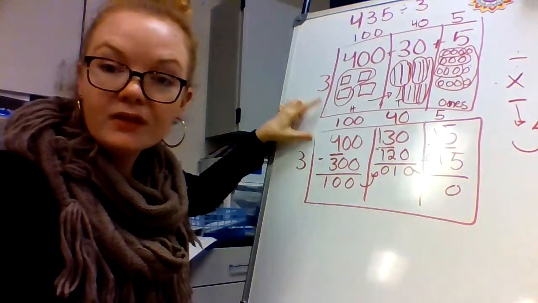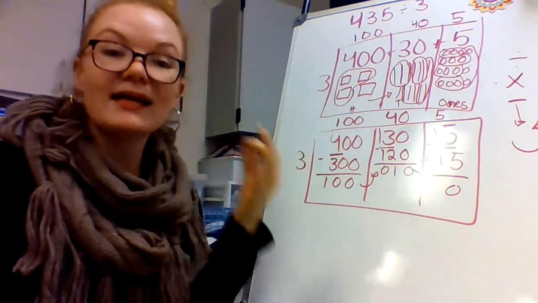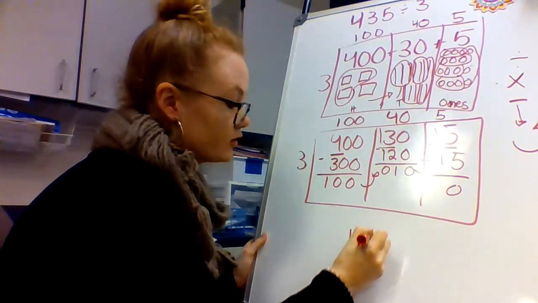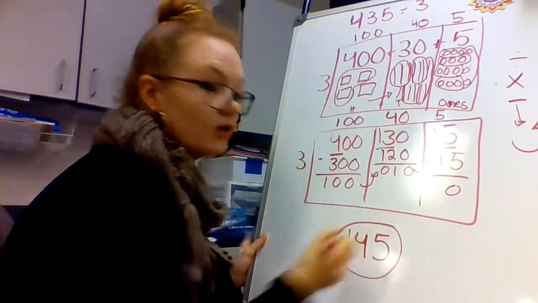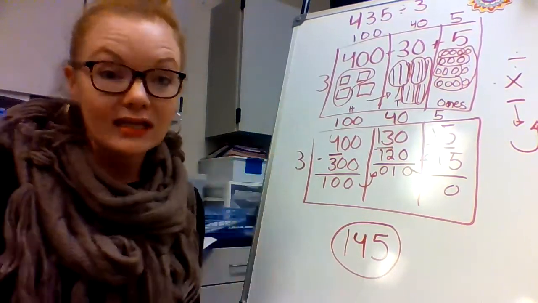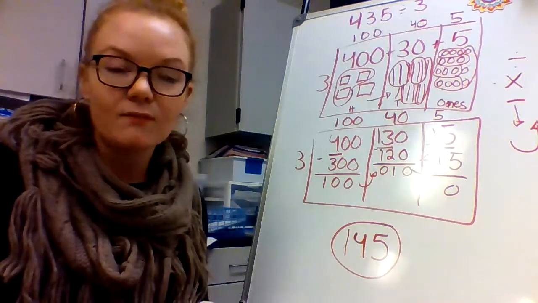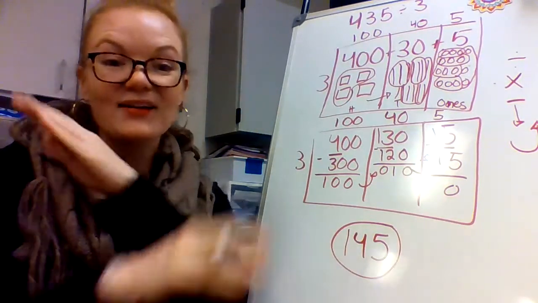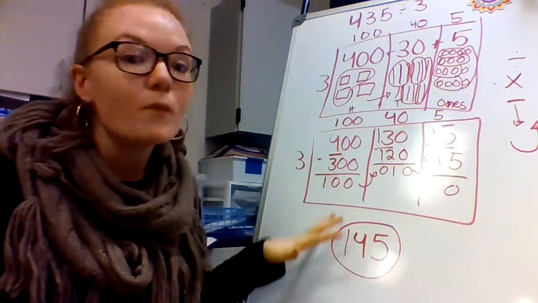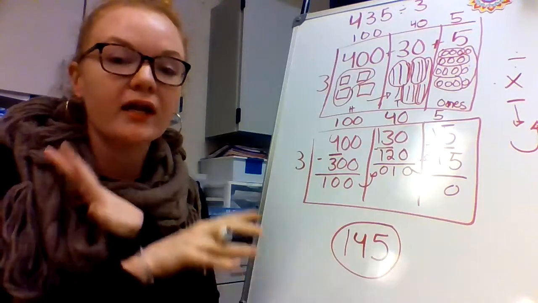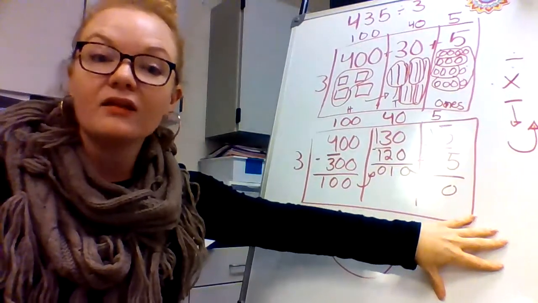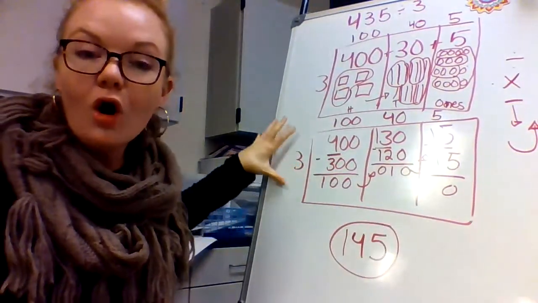And I can see that both of them have the same answer. It's 1 hundreds, 4 tens, and 5 ones, which makes 145. So now I hope that you can see how the models and the numbers connect. You're really doing the exact same thing. Like I said before, divide, multiply, subtract, bring it on down, and bring it on back. Steps remain the same no matter what division you're doing, what model, what strategy, no matter what you're doing. Your division steps remain the same when you're dividing whole numbers.